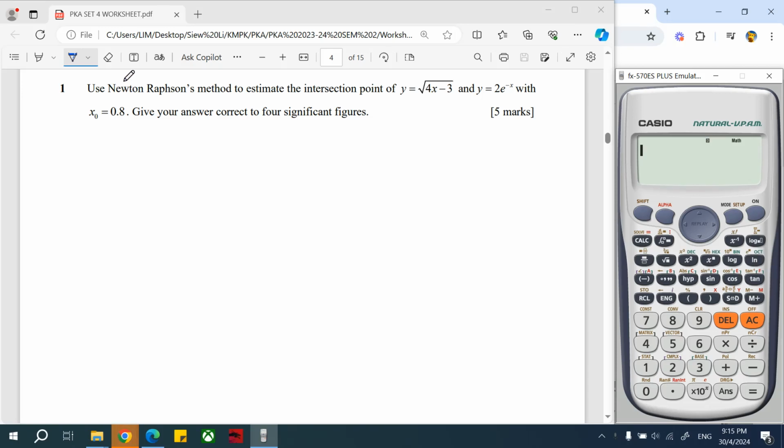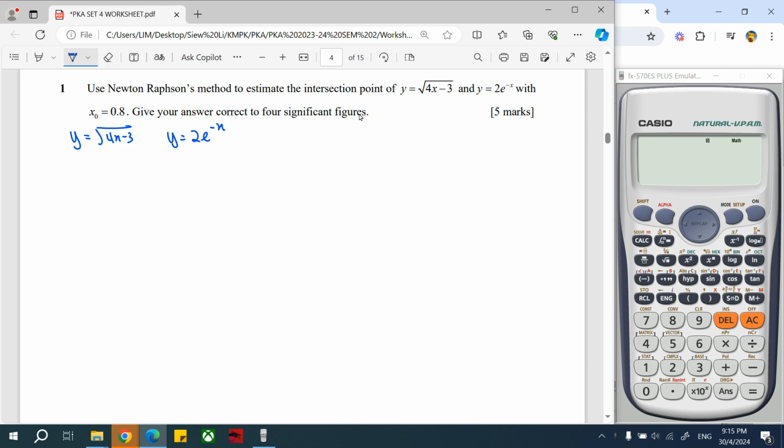For this question, it asks, use the Newton-Raphson method to estimate the intersection point for these two equations with an initial value of x equals 0.8, and give your answer correct to four significant figures. So here we have two equations, where y equals the square root of 4x minus 3, and y equals 2 times e to the power of negative x.